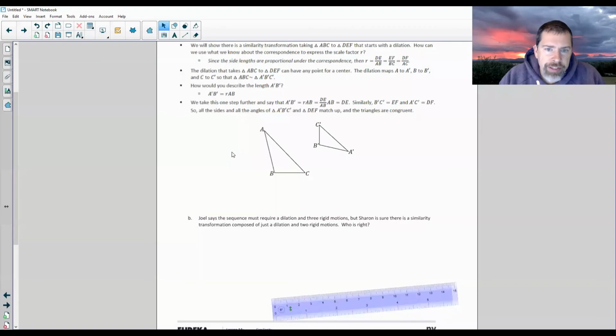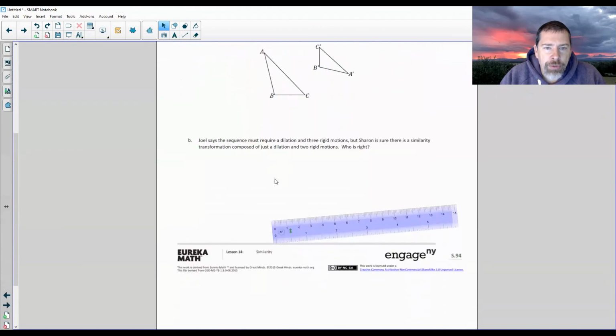All right, so in this example in your book, this is what they're leading up to. And what this is would be taking triangle ABC, dilating it so it's the same size as this, and then rotating so it would land, or there might even be a reflection in there too. All right, so anywho, let's move on.